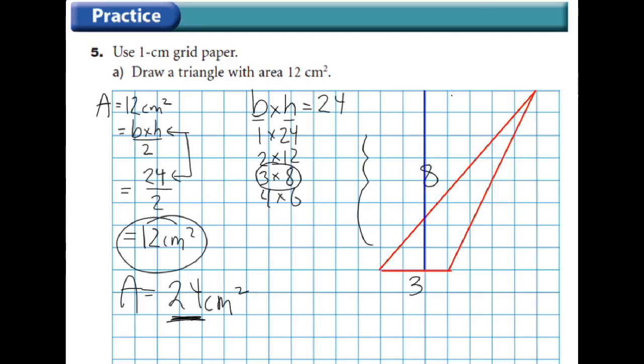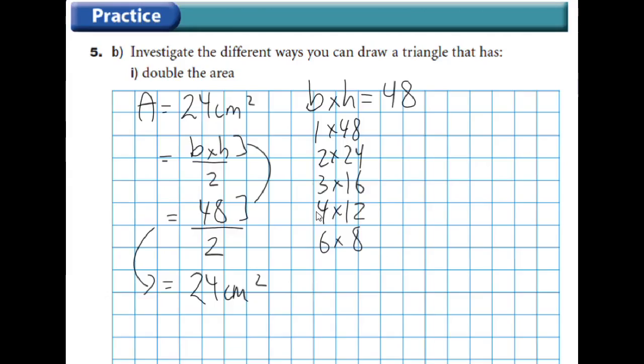Let's see what we had before with the dimensions where we chose 3 and 8. And now we have 3 and 16 as an option. So notice, in this case, if we kept the base the same, but we simply doubled the height to 16, we could get double the area. So that's one way we could do it.